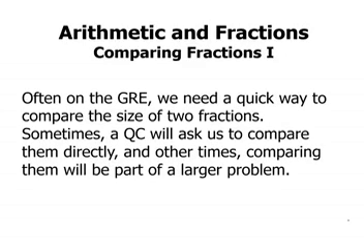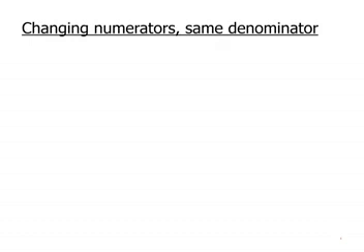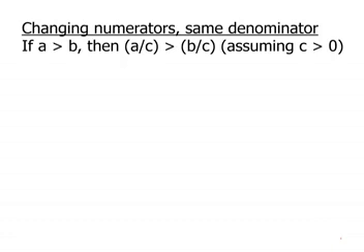Often on the GRE, we need a quick way to compare the size of two fractions. Sometimes a QC question will ask us to compare them directly, and other times comparing them will be part of a larger problem. So some of the basic ideas here: if we keep the same denominator, then making the numerator bigger makes the whole fraction bigger. And so if a is a larger number than b, then as long as we're dealing with everything positive here, then a over c is going to be bigger than b over c.